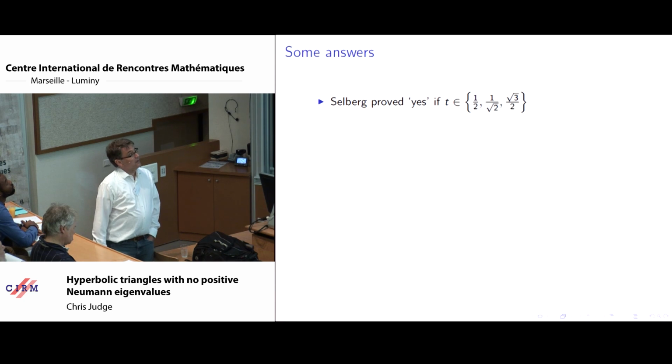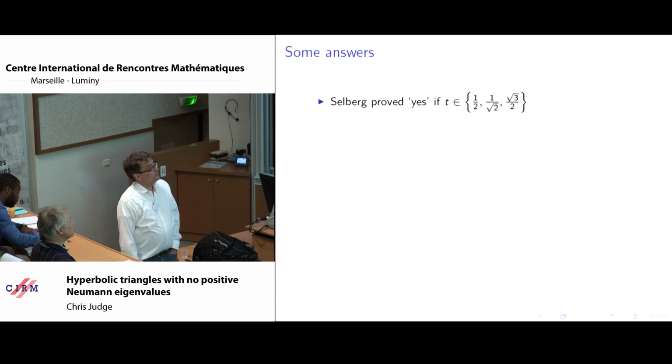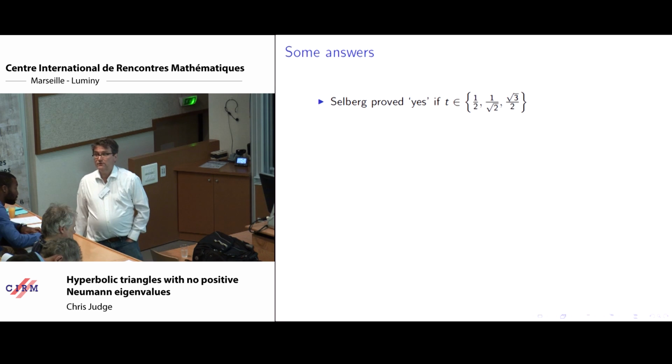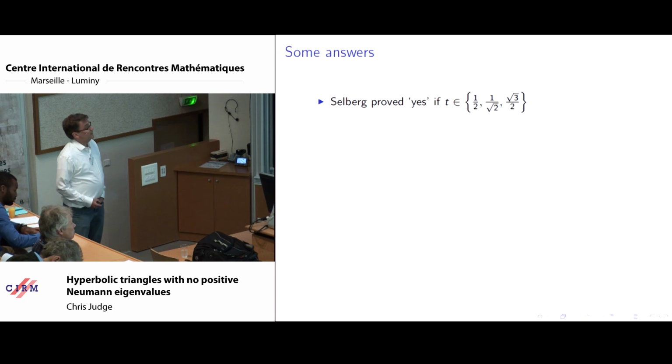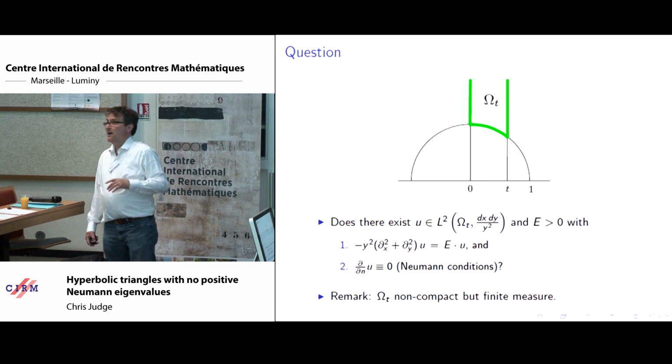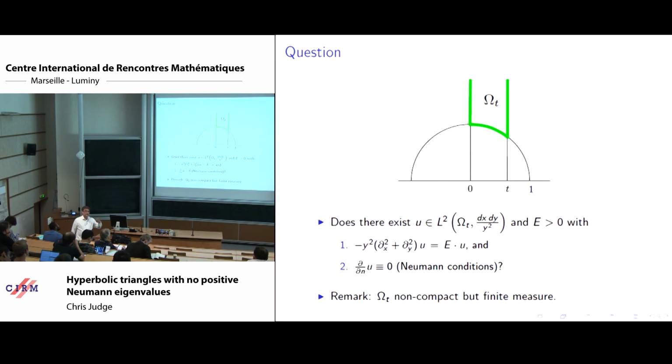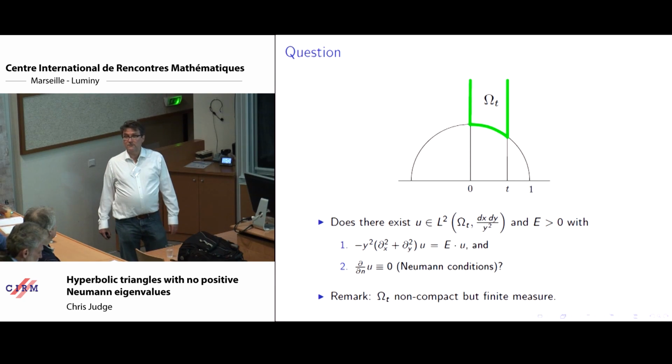So the answer to this question, Selberg, as you know, proved yes in certain cases. In particular, the case of t equal to 1/2. If t is 1/2, that's the famous modular domain, or at least half of the modular domain. And in that case, via the trace formula, he was able to prove that there is lots of discrete spectrum, Neumann discrete spectrum. In fact, Sarnak says that the reason Selberg developed his trace formula was to actually see if there was discrete spectrum there.